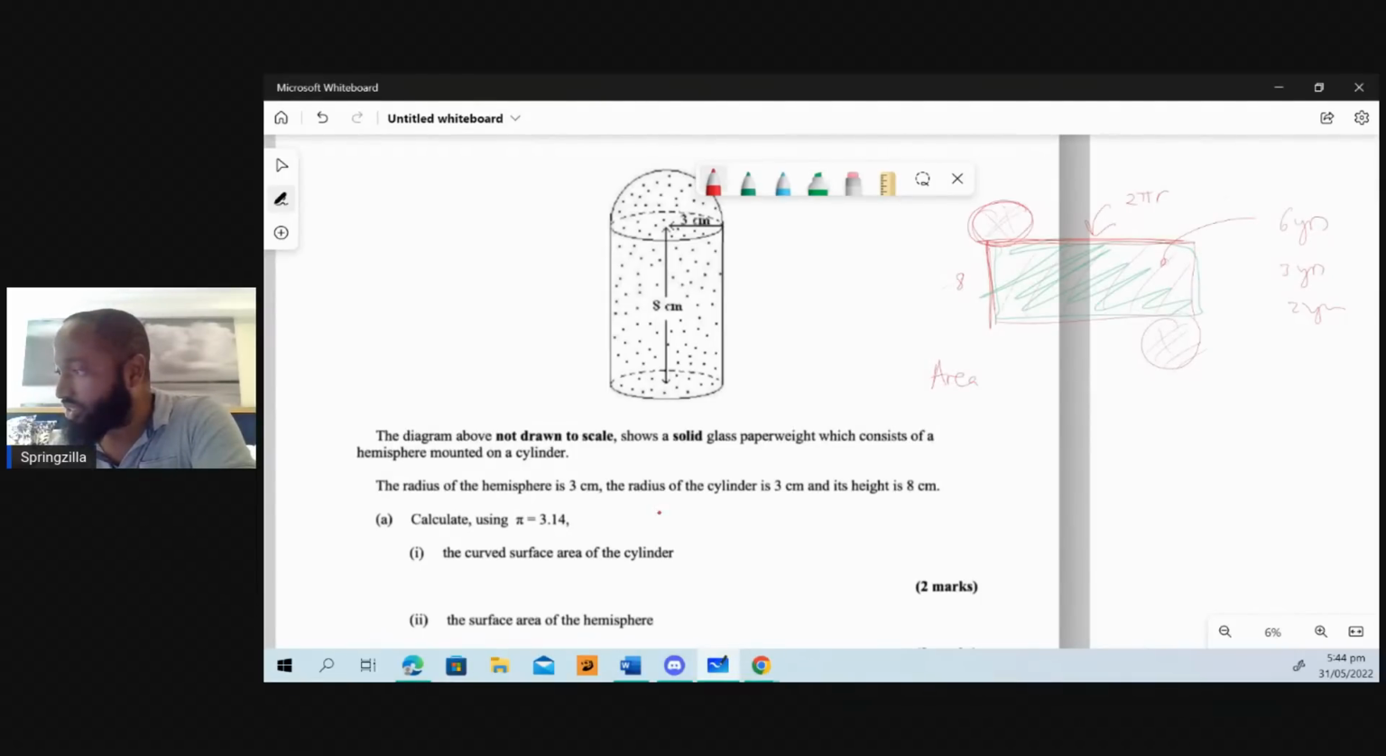The area is going to be length by breadth, which is 2 pi r multiplied by 8. They say use pi as 3.14. So 2 by 3.14. r is 3 multiplied by 8. How much will they get?